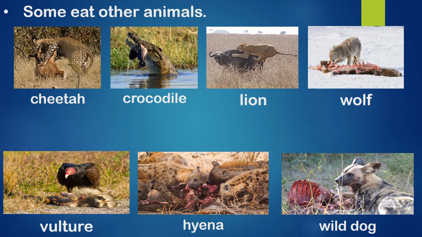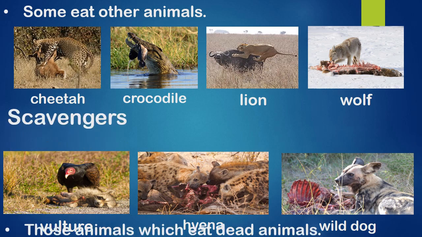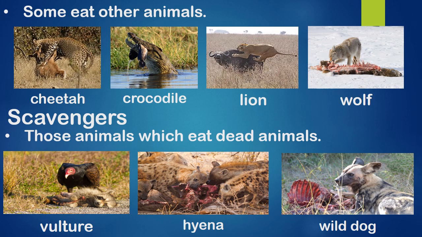Then we have scavengers. Scavengers are those animals which eat dead animals. It includes both birds and animals like vulture, hyena, and wild dog.